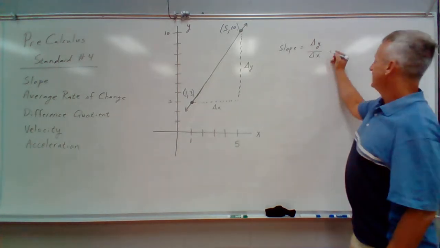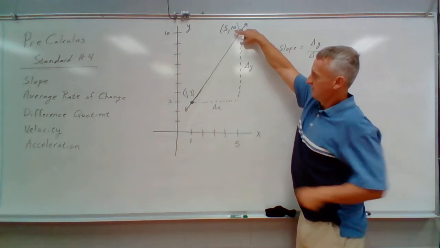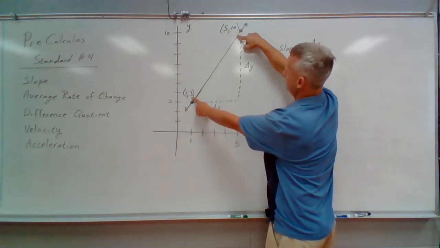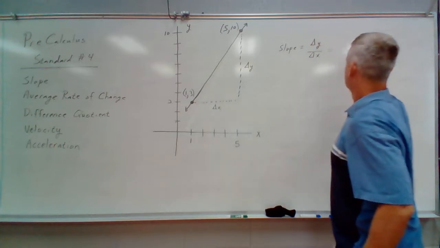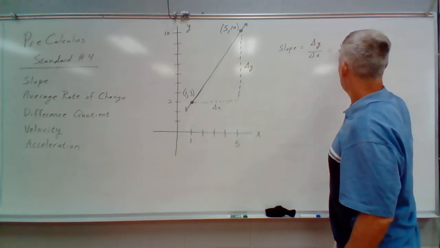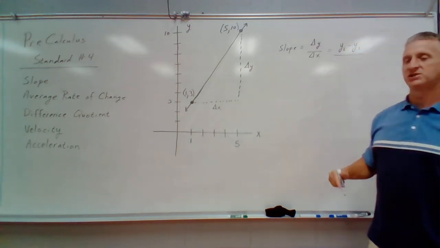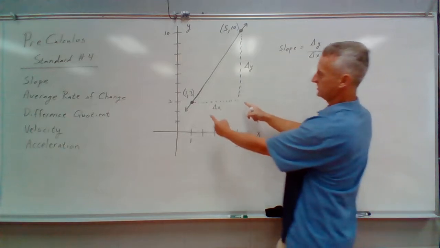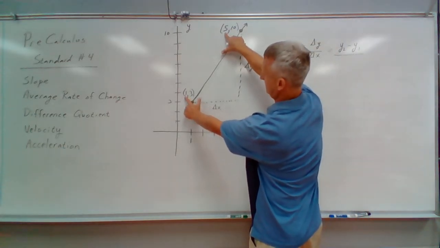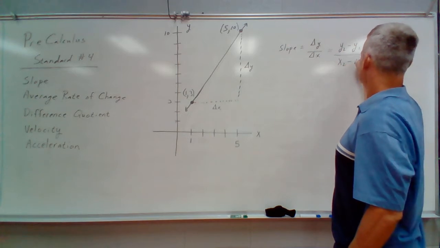Okay. To get the change in y, we'll subtract this y value from this y value. So we can say 10 minus 3, or y2 minus y1. And then to get the change in x, we would want to subtract the two x values. That'll tell us this distance. That's x2 minus x1.